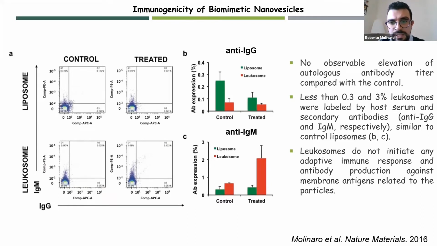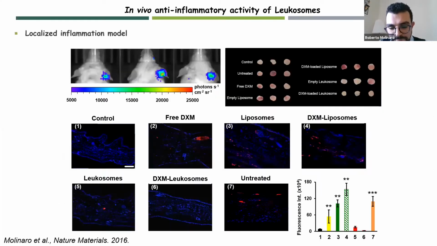And in particular, less than 3% of leukosomes were labeled by host serum and secondary antibodies, particularly anti-IgG and IgM, at levels similar to control liposomes, thus indicating that leukosomes do not initiate any adaptive immune response and antibody production against membrane antigens related to the particles.